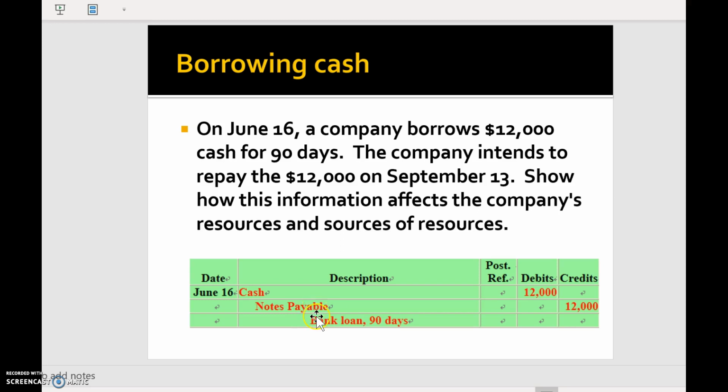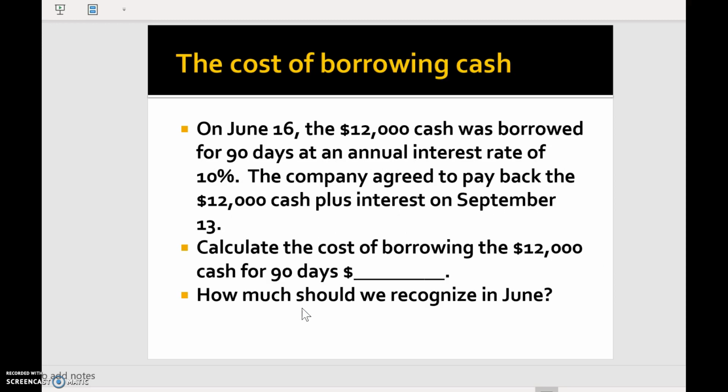That's notes payable. One related question to this is, how do we calculate the cost of borrowing cash? Because everything comes with a cost. You don't use the money for nothing. So when we calculate the cost of borrowing this cash for 90 days, we need to answer two questions. One, what is the total cost of borrowing? Two, how much should we recognize in June as an expense? When you are watching your video here, you should pause your video and think about these two questions. What are your answers?